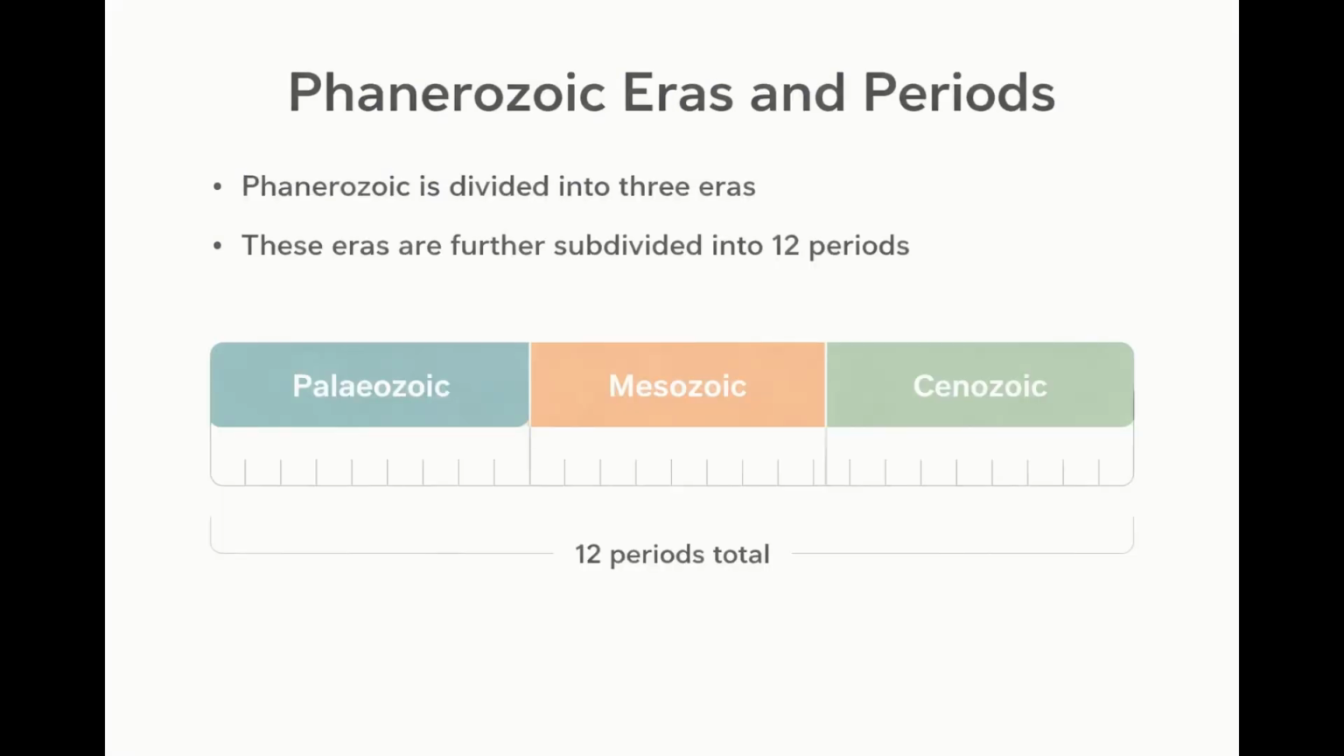Structurally, the Phanerozoic eon is divided into three eras: the Paleozoic, the Mesozoic, and the Cenozoic, and each of these eras is further subdivided into periods, 12 periods in total across the Phanerozoic. This layered organization is what lets geologists talk precisely about when major transitions happened.